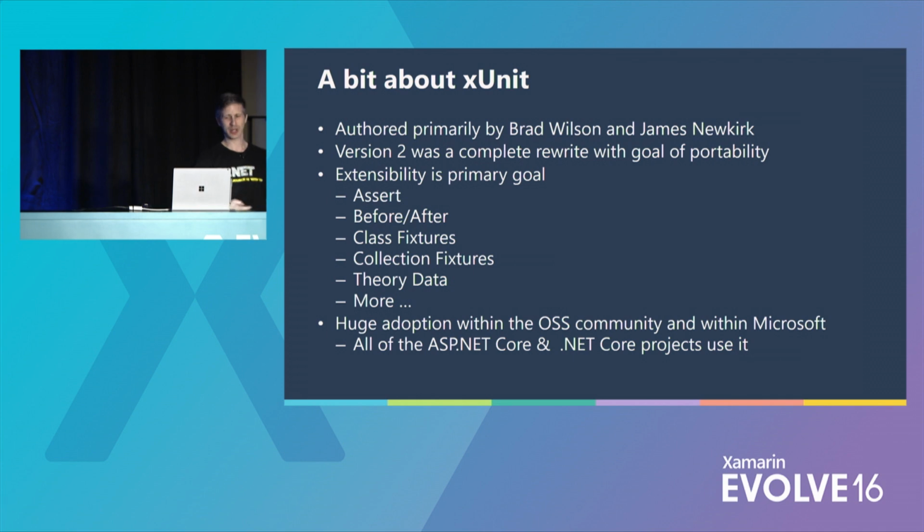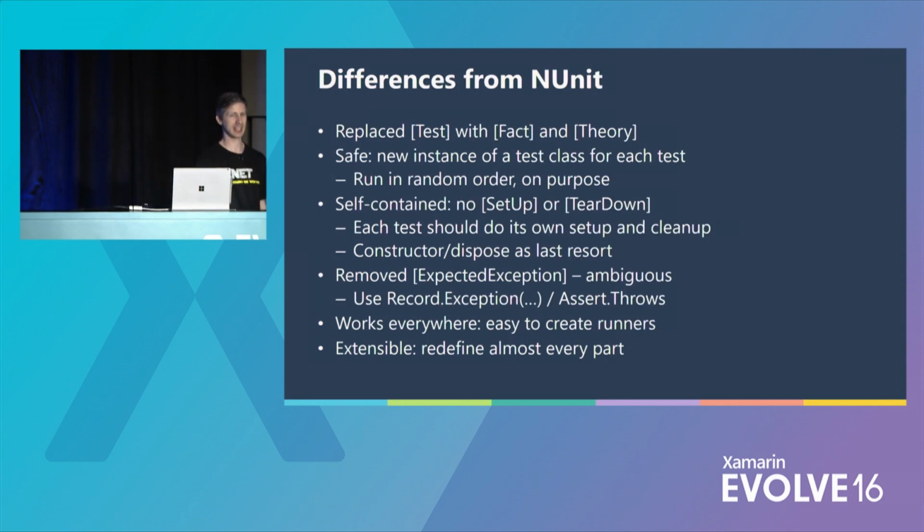Then there's also things like traits and test ordering and which test frameworks and test runners you can do. It's really designed to make it easy to implement a runner. And as a result of this flexibility, there's been a huge adoption of xUnit, especially 2.0, within the open source community and within Microsoft itself. For example, all of the .NET Core projects use xUnit as the primary and really only test framework. It doesn't hurt that it's also one of the only ones that works on DNX and Core CLR at this point. So how does xUnit differ from NUnit?